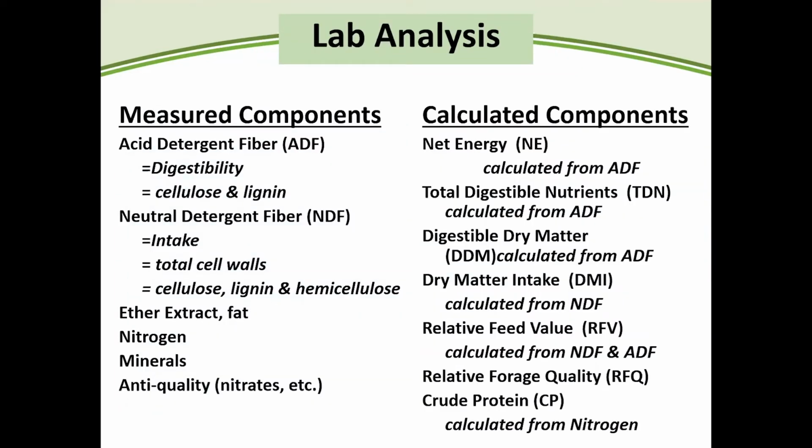The labs actually don't measure a lot. They measure fibers, both acid detergent, neutral detergent fibers, ether extract or fat, nitrogen, minerals, and then if we're wanting nitrates or something like that, they will measure those as well. What we get from that is all those calculated components over there on the right. We get energy values, TDN, digestible dry matter, estimates of dry matter intake. We have a couple of indexes, relative feed value, relative forage quality, that are used to compare lots of hay. So those are calculated values, as well as protein. Those are all calculated things based on actually a fairly small number of components that are actually measured.